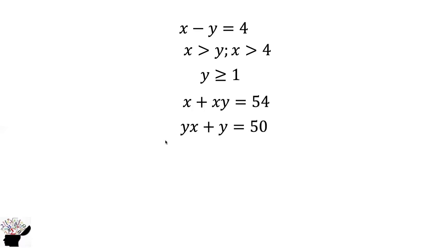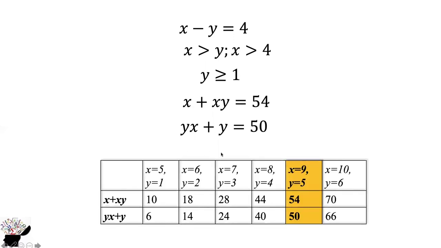So from here, these are the two equations. We can draw a table, and we can just put in the values: x is 5, y is 1, and this is the first equation, this is the second equation. Then we can check it. When we check it, we see that when x is 9, y is 5, and we are going to get 54 and 50. Right? So now we know the values of x and y. From there, we should be able to put them in the equation for us to solve the puzzle.